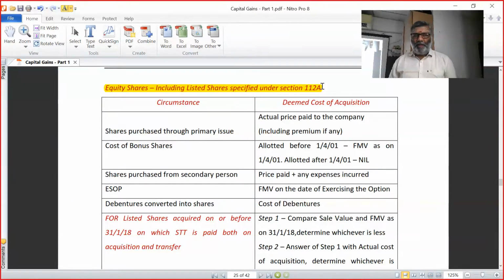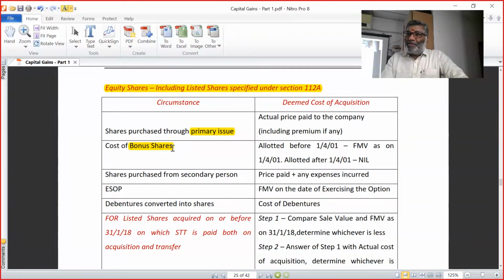Right. The provisions for listed as well as unlisted shares. Primary issue, that is, which is issued by the company: the price paid, including premium, if any. Bonus shares. Cost of acquisition of bonus shares is nil. We are all clear, right?